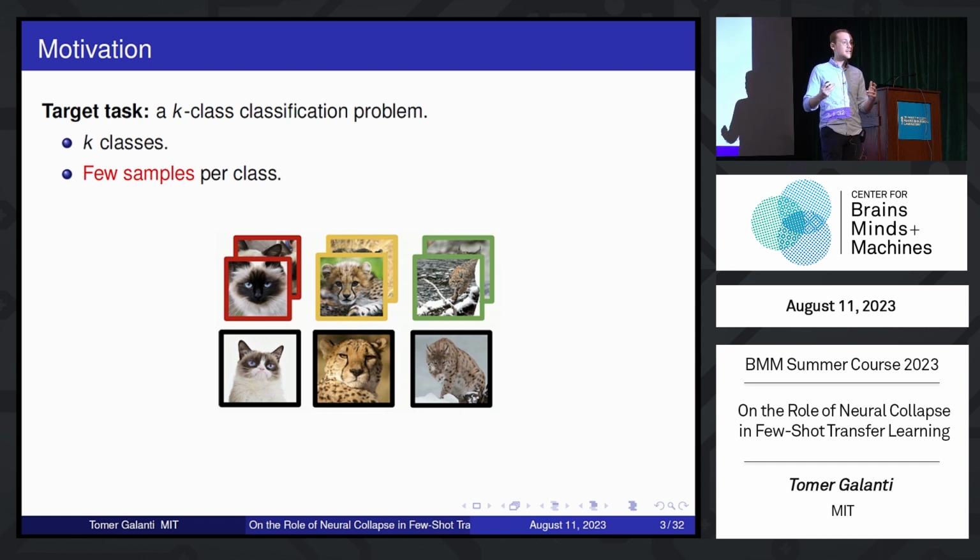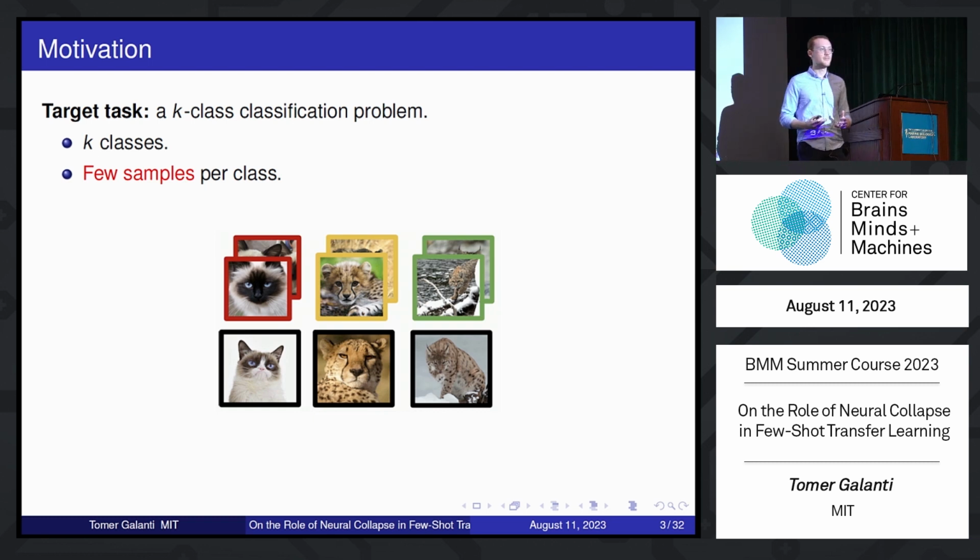So basically, in most of these cases, there is some target problem that we want to solve, right? There is a classification problem, let's say, with multiple classes. And the problem typically is that we have very few samples per class. Let's say in this example, we have 3 types of cats, and we have 2 samples from each one of the classes. So we see 2 samples of this type of cat and 2 samples of that one, and so on.